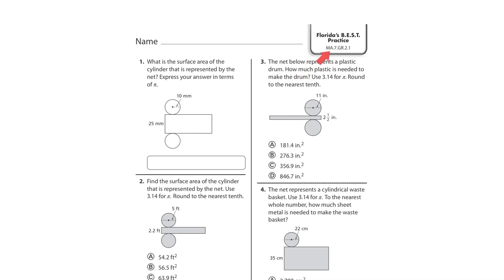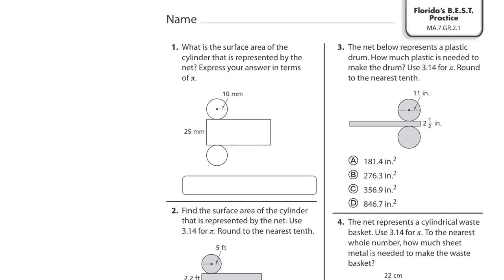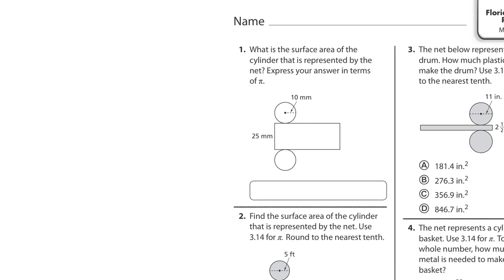Okay, this video is on MA7 GR 2.1, and we're going to work on number 1. So, let's read the problem. It says, what is the surface area of the cylinder that is represented by the net? Express your answer in terms of pi.